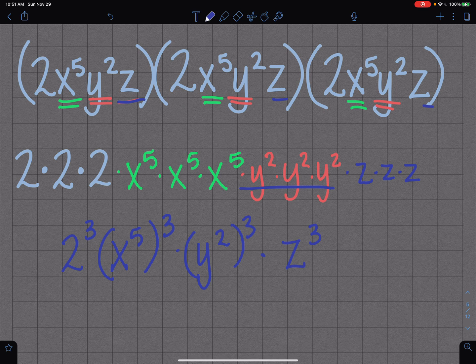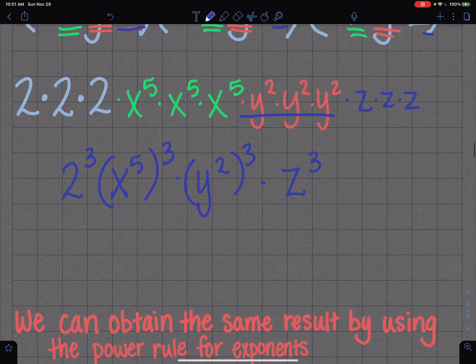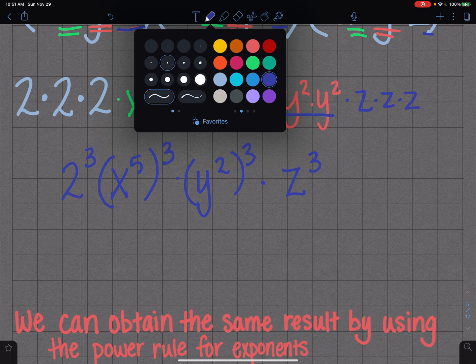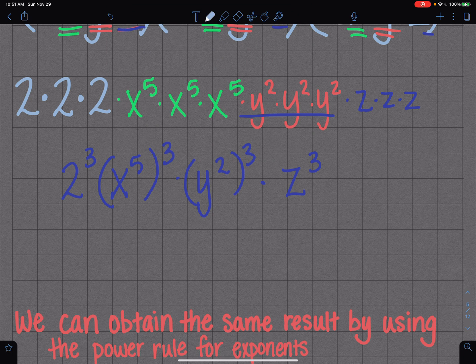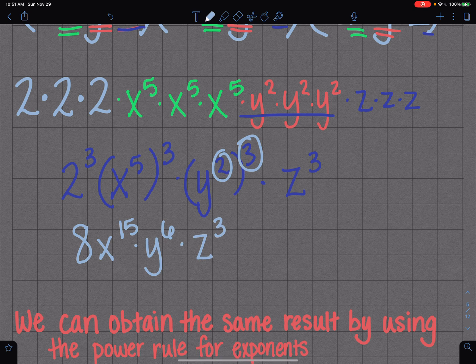So that's how you simplify it, which basically, if I do the math here, what is 2 raised to the third power is 2 times 2 times 2. 2 times 2 is 4 times 2 is 8. So I have 8. Then what about the x? I have x to the 5 times 3, which is 15. Then I have y to the 2 times 3, which is 6. Then I have z cubed. And this is the most simplified answer. So we can stop here.